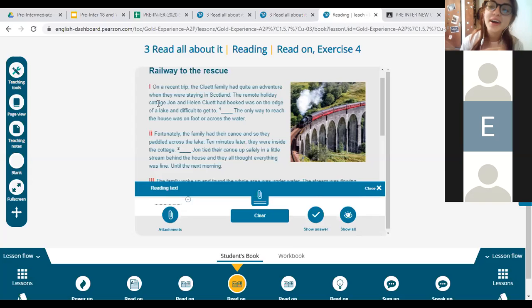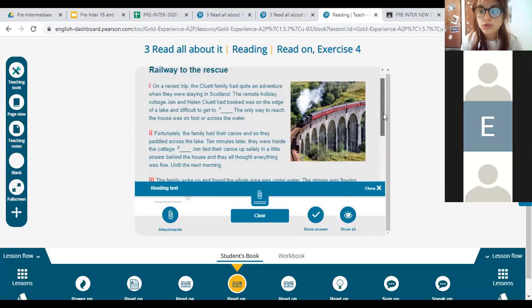This means in a far away cottage. A cottage is like a cabin, right? And they had to get to the cabin through a lake because they could not go by car. Yes, they had to go. What is the edge of a lake? La orilla. Right, the border. Very good. Now we're gonna go to the second one.